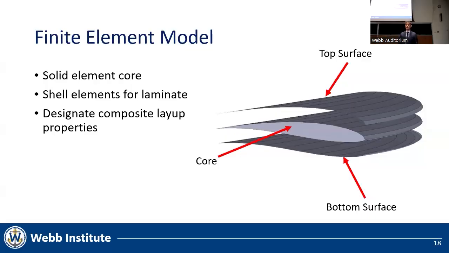The solid core is a 3-dimensional element representing the foam core of the foil, while the surfaces are 2-dimensional elements representing the fiberglass laminate that encapsulates the foam core. Each of the 2 shell elements is assigned a layup schedule, consisting of individual layers of composite, which are each assigned their own thickness and fiber angle.